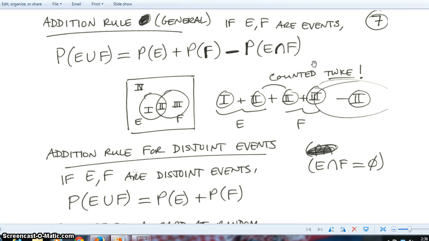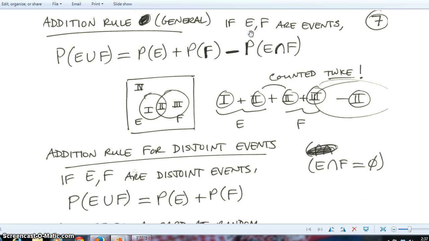So what that means is, for our formula, we need to compensate for that. If you added something one too many times, subtract it off. And that's exactly what the formula says here. And if you remember about intersection, this second region here exactly is the region that corresponds to the intersection. So we get what's called the addition rule. The probability of the union then is the probability of each of the individual events, but then you have to subtract off the probability of the intersection.